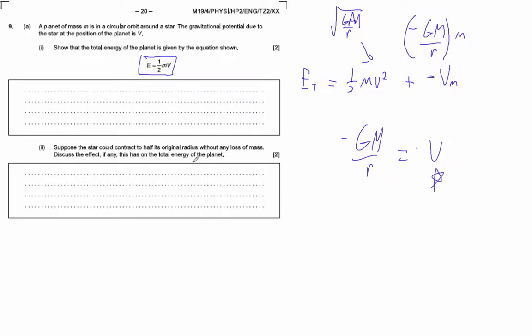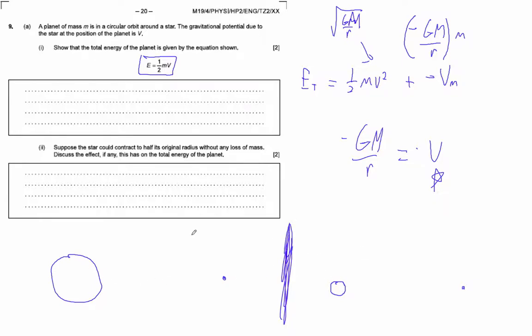Suppose the star could contract to half its original radius without any loss of mass. So they're saying, here's the star and here's this planet. This is before, and then after we contract that star down to something like this, but it's the same mass. Which never happens, because usually these collapses involve a catastrophic explosion that sends material into space. But let's just imagine hypothetically that we could do that.